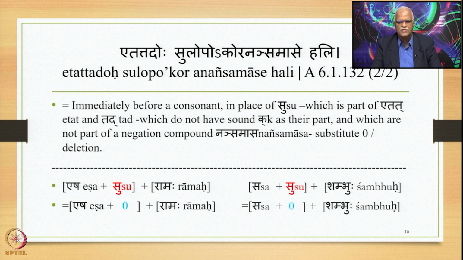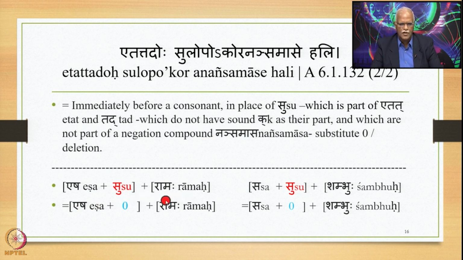So in place of su, substitute 0 or deletion. I repeat, immediately before a consonant (hal), in place of su, substitute 0 or deletion, sulopaha. And this su should be a part of etat and tad, etat tadoho. It should not have the sound ka as their part, akoho, and they should not be part of a negation compound, anai samase.